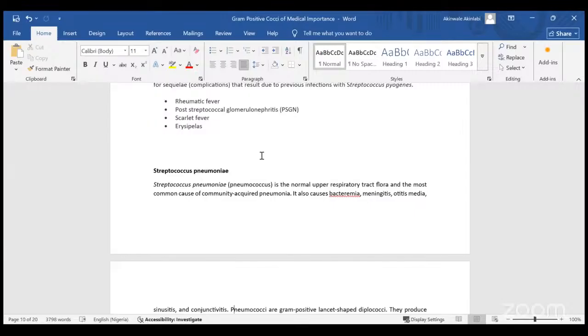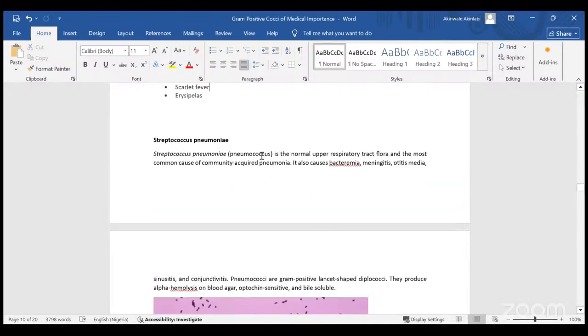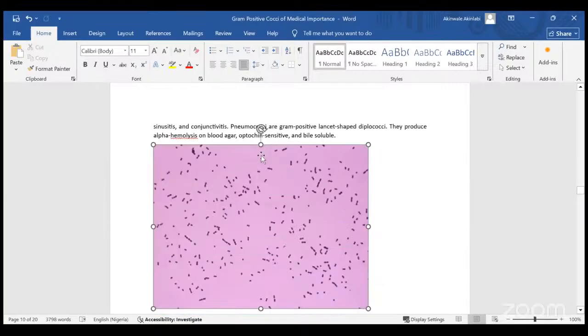Now, the next one that is very important to us is Streptococcus pneumoniae. Streptococcus pneumoniae is a normal upper respiratory tract flora and the most common cause of community-acquired pneumonia. It causes bacteremia, meningitis, otitis media. These are invasive diseases. When you have bacteremia or meningitis, it's not a disease that you joke with. Conjunctivitis, and they are gram-positive diplococci.